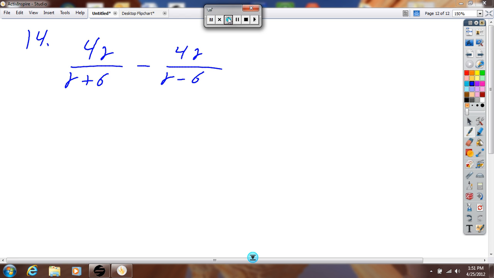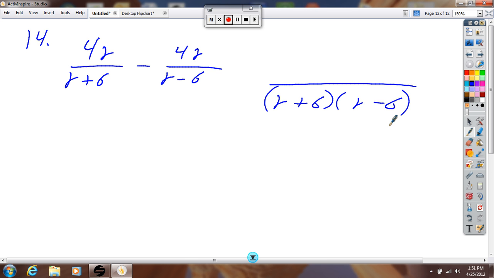All right, number 14. The denominators are not the same. They are both binomials, but they're different, right? And since they're different, what's my common denominator? My common denominator has to have this one in it, and it also has to have the other one in it. So my common denominator is both of them. And they're different, right? So what's going to go up here? The r minus 6 is going up here.